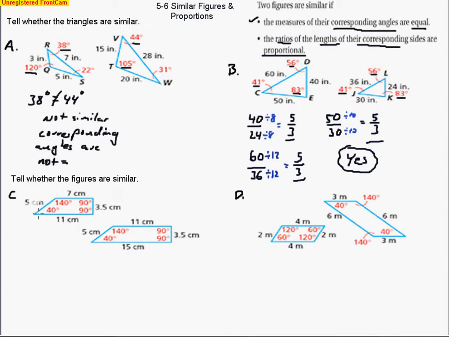In between the 40 and the 140 is 5. In between this 40 and 140 is 5. So 5 over 5. That means these are exactly the same size. It should be 1 over 1. Let's try the next one.